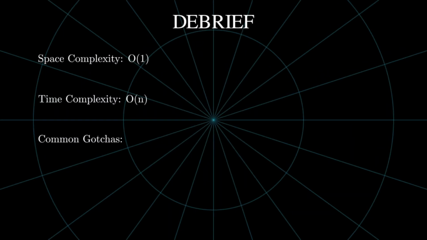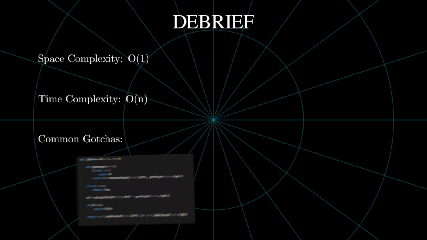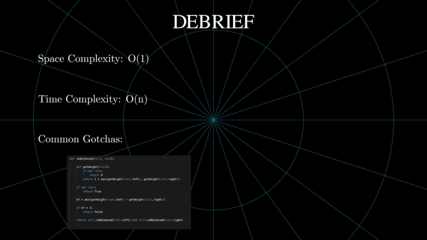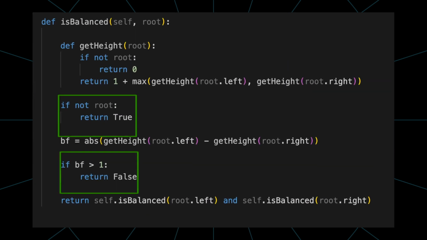Moving on to the debrief, we know that the space complexity is constant and the time complexity is O of n as we are traversing through this binary tree. And in regards to the common gotchas, just make sure you have the correct base case and conditionals in place. Here, if the root is null, we return a true value because it is a height-balanced tree. And if the balance factor is greater than 1, we return false.